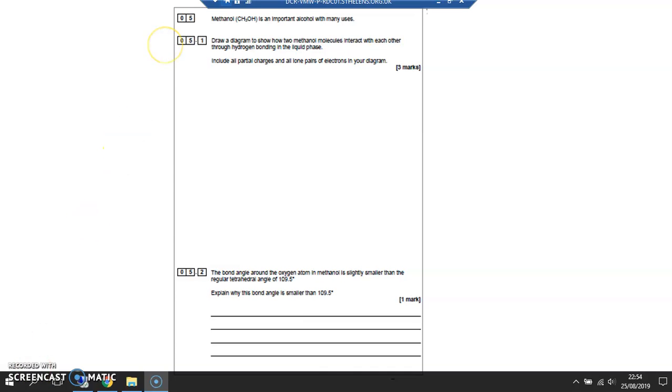Question 5. Methanol, CH3OH, is an alcohol with many uses. Draw a diagram to show how two methanol molecules interact with each other through hydrogen bonding in the liquid phase. Include all partial charges, that means delta pluses and lone pairs of electrons on your diagram.